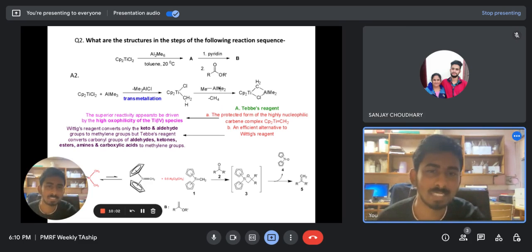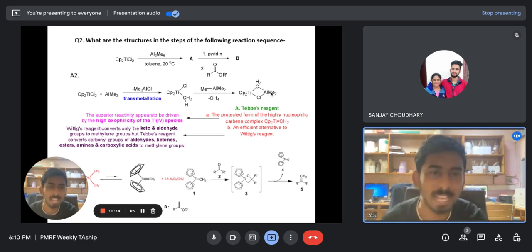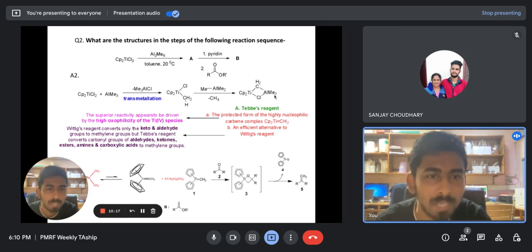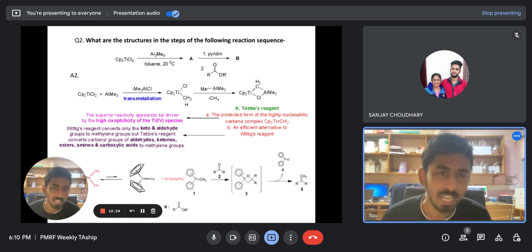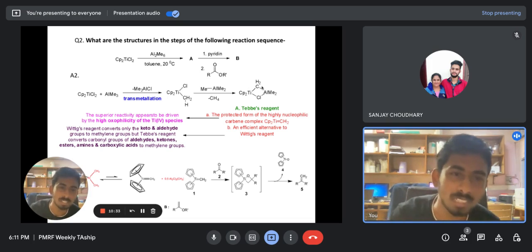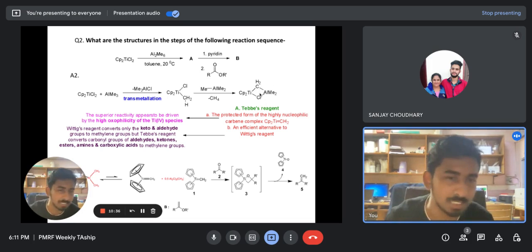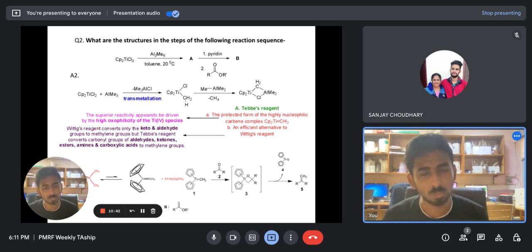And this AlMe2 is now bound between this Cl and this CH2. It is acting as a bridge between this CH2 and Cl. So the product is Cp2Ti(CH2)(Cl) bound by the anchor of AlMe2. There are actually two metallic centers in this product A, where one is a d-block element and another is a p-block element, and they are bound by two bridges. One is the chloride bridge and another is the methylene or CH2 bridge. This is basically termed a carbene bridge. So this specific compound A that you are looking at is a very well known compound that is known as Tebbe's reagent.